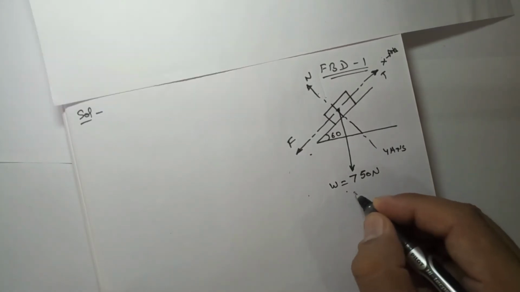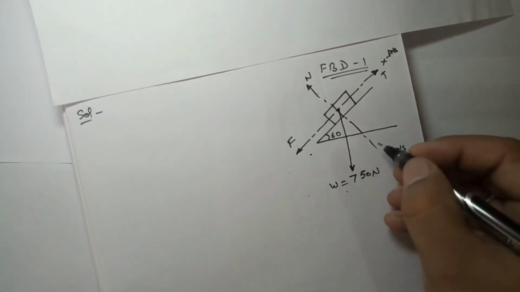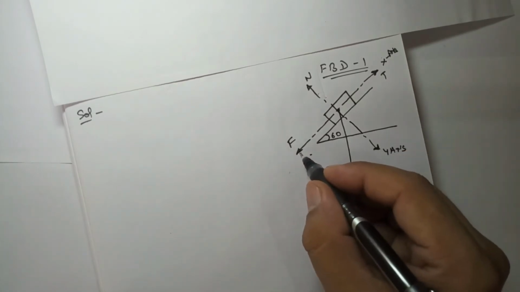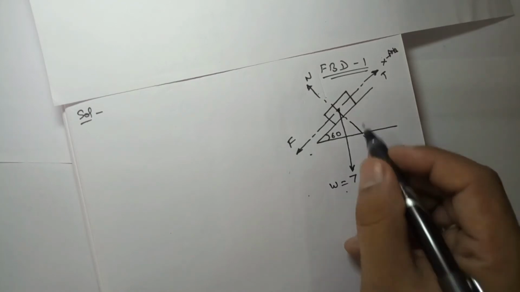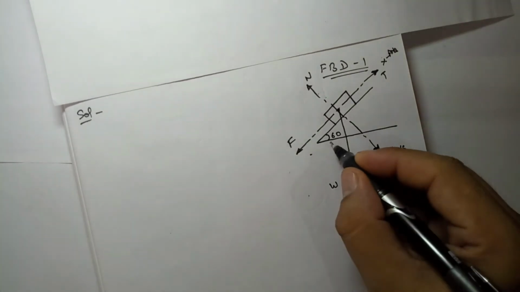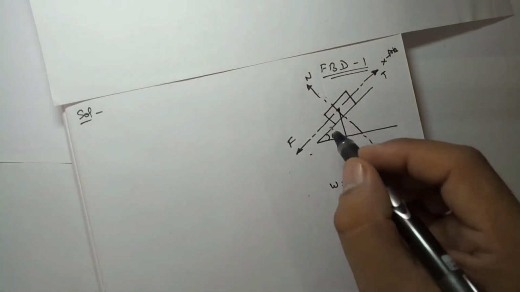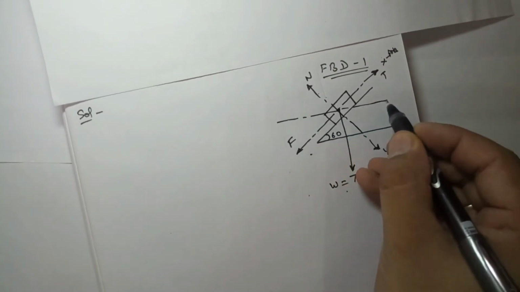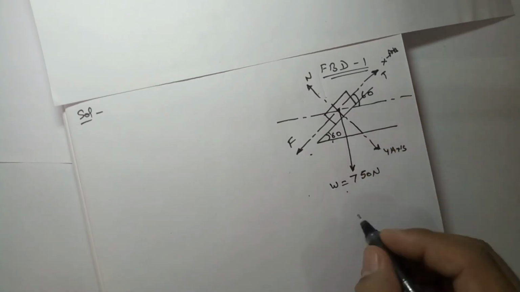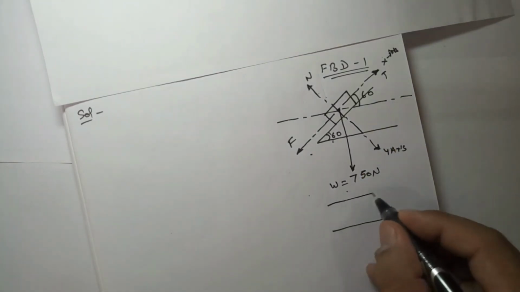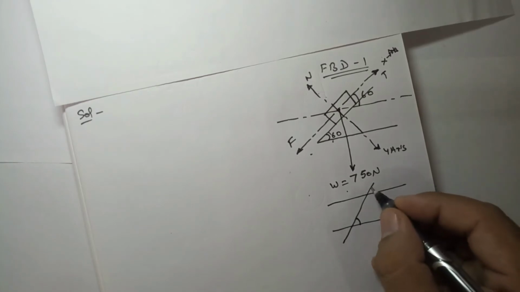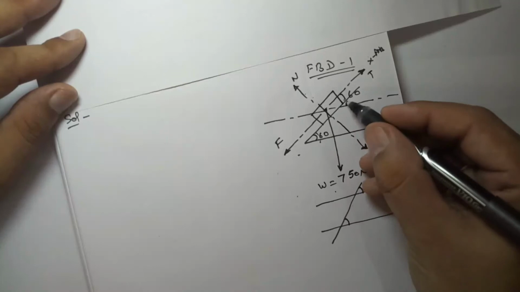So we have to resolve this weight into two components. I have told you either this side will be w cos theta or this side will be w cos theta, because we have to resolve the weight into the x-axis and y-axis. The given angle is 60 here. If this angle is 60 and I draw a horizontal line here, this angle will also be 60. How can I say? It is just similar to this one. You can try to understand. This is 60, so this angle will also be 60.